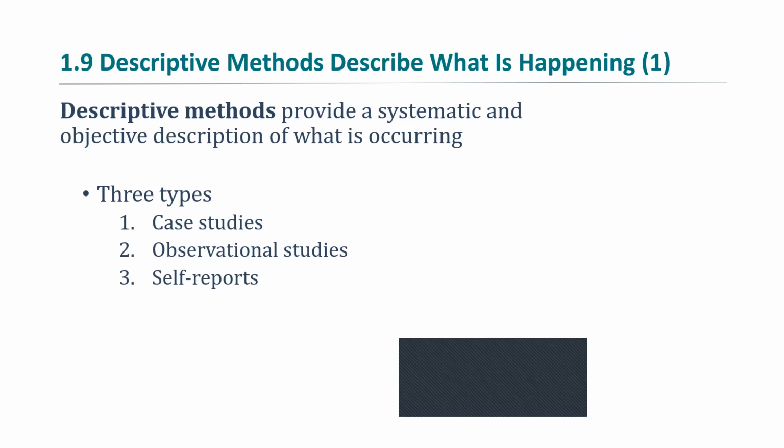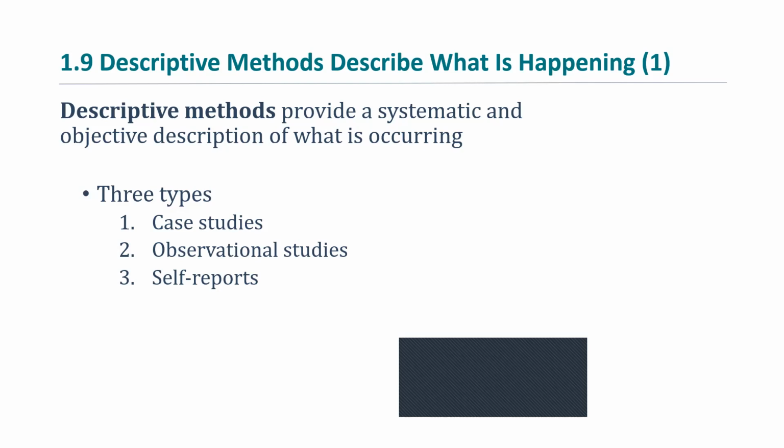Systematic and objective are important adjectives here. You're not just observing to find out anything interesting. You're going into a descriptive study with certain goals in mind. You're looking for certain things specifically. So you may go in with a checklist, for instance, of behaviors that you're specifically looking to observe or ask the person about.